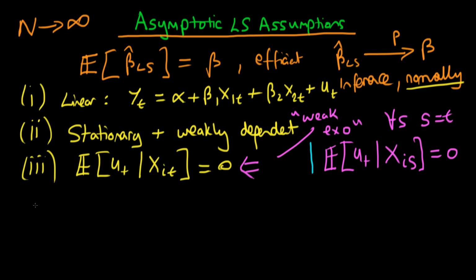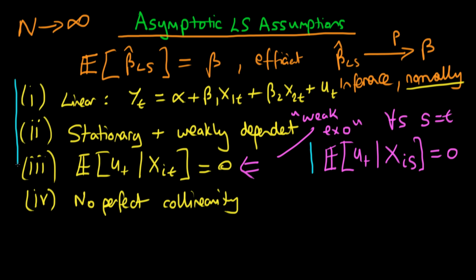The final assumption which we require for OLS to be consistent is that we require no perfect collinearity amongst regressors. So there's no change between that assumption and what we had before for the Gauss-Markov conditions. And writing this out in full, if assumptions 1 through 4 are satisfied, then beta hat least squares is consistent. So as the sample size tends to infinity, beta hat tends to the true parameter beta.